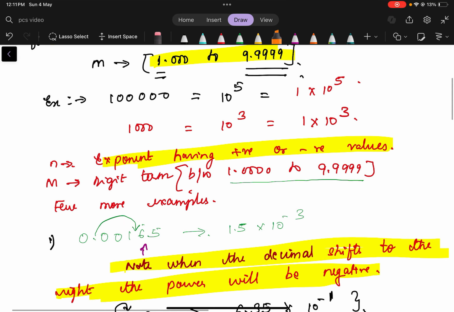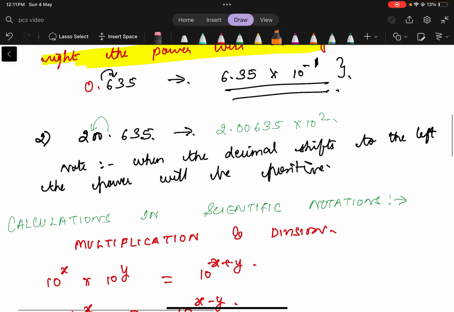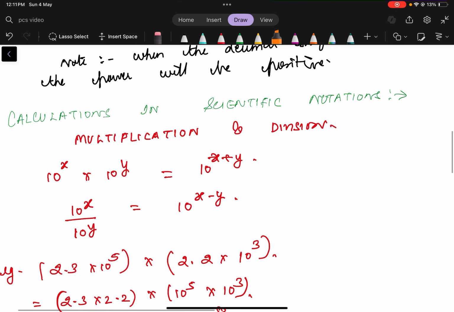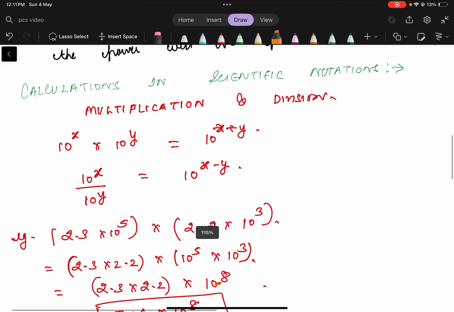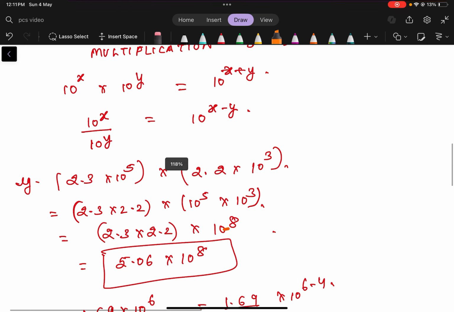Right? So these are various examples of scientific notation. When the decimal shifts to the right, the power will be negative. When the decimal shifts to the left, the power will be positive. We also learned how to find the scientific notation in case of multiplication and division. 10 raised to x into 10 raised to y is equal to 10 raised to x plus y.